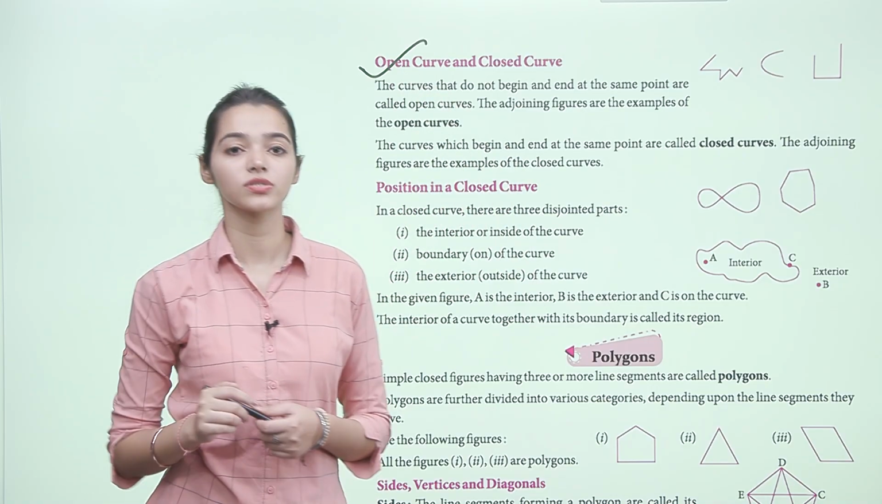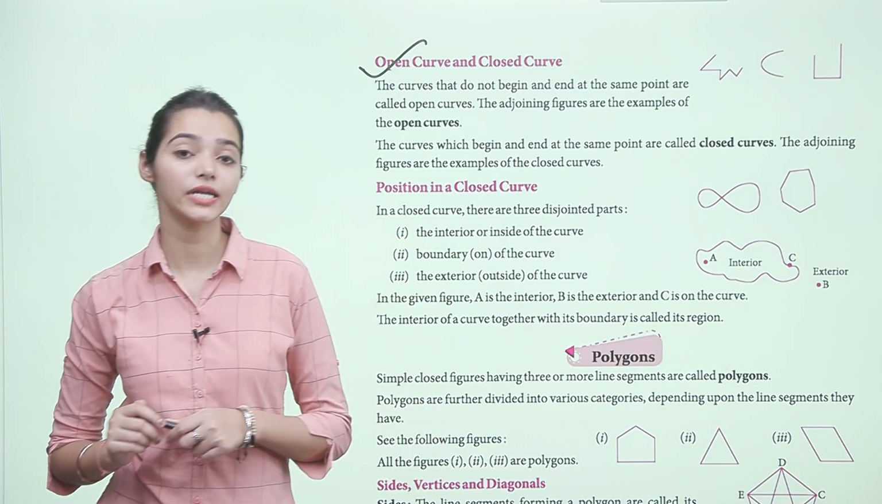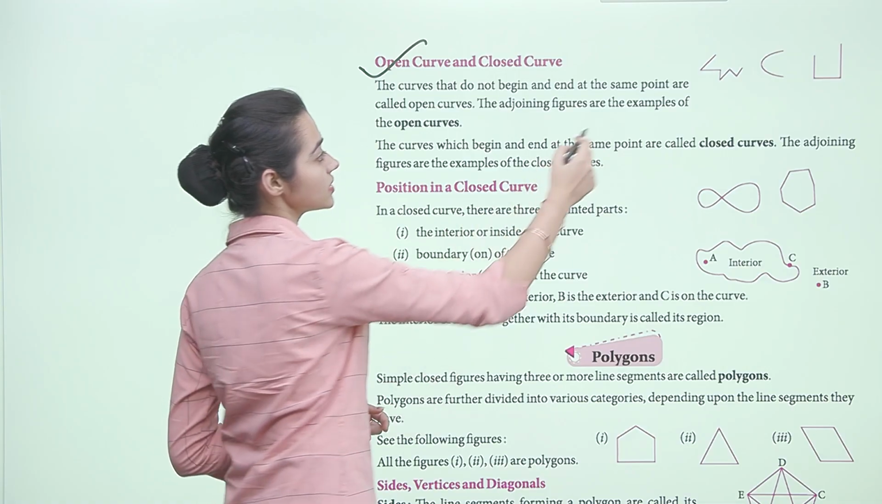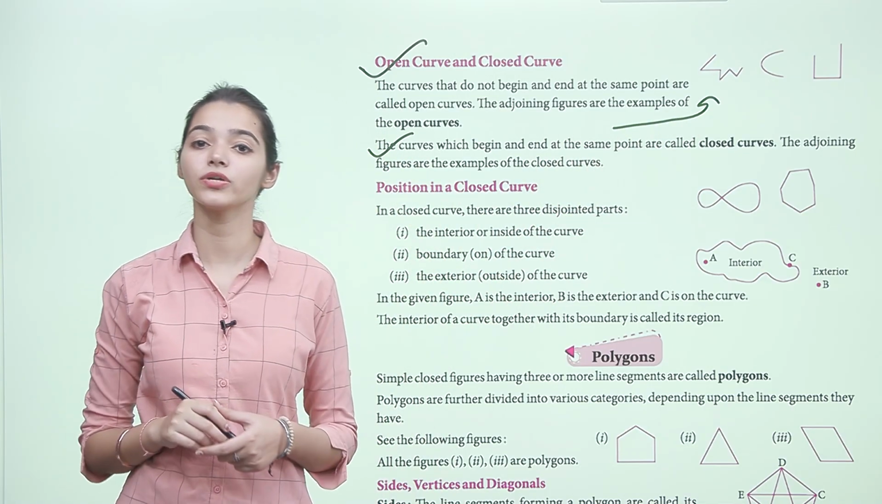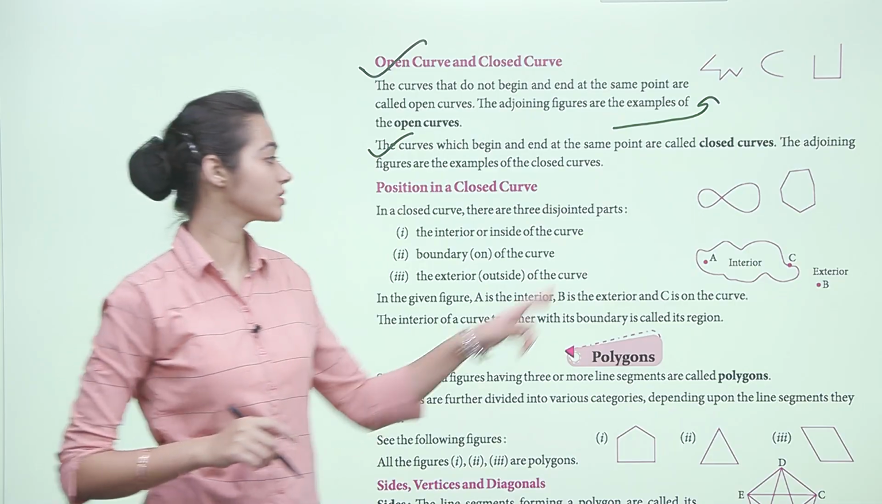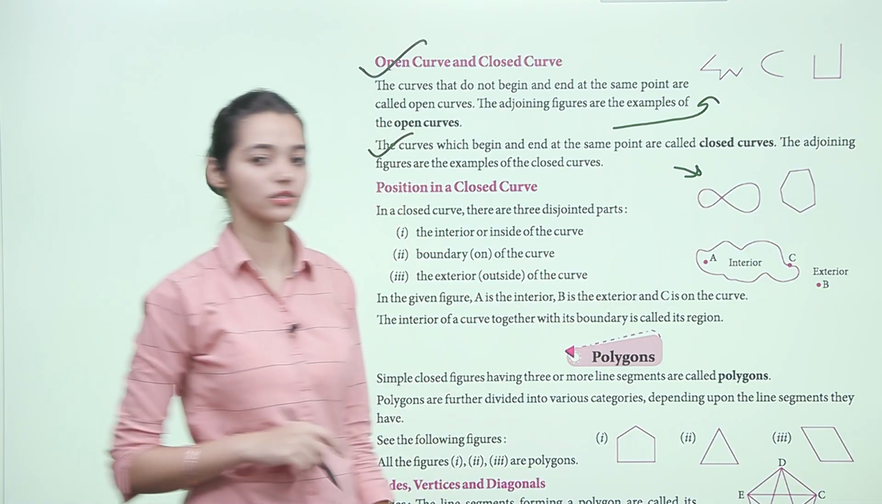Now open curves and closed curves. The curves that do not begin and end at the same point are called open curves. These are our examples of open curves. Curves which begin and end at the same point are called closed curves. The adjoining figures are examples of closed curves.